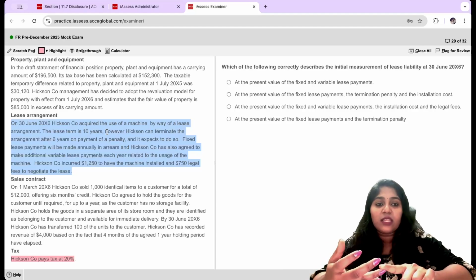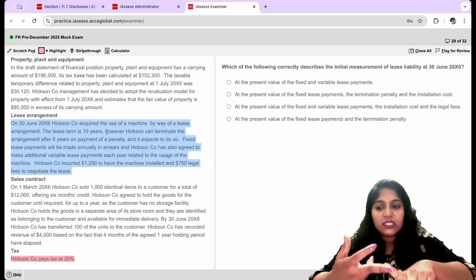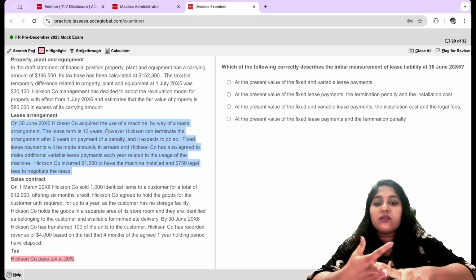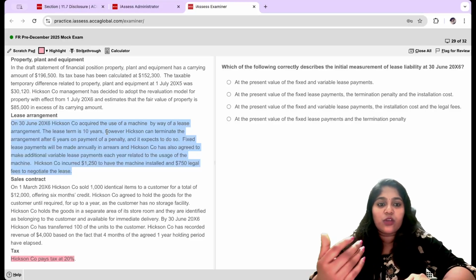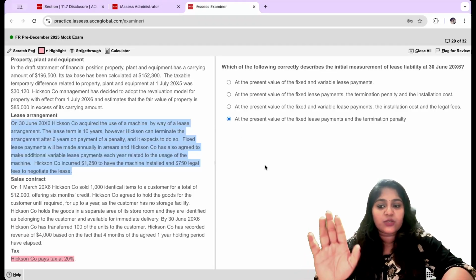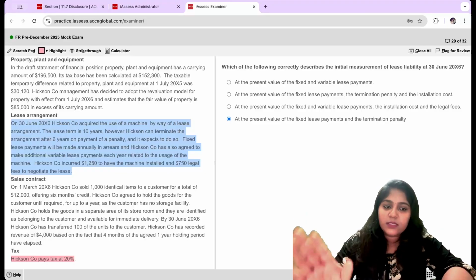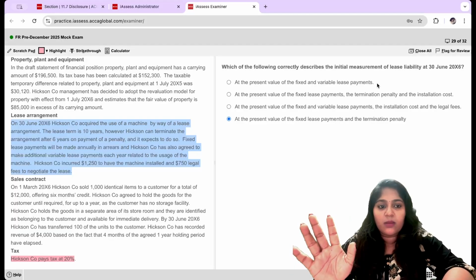Guys, installation and legal fees should be added in the right of use asset, not in the liability. So lease liability will be measured at the present value of the lease payments plus the termination penalty here. If they would have added variable lease payments, I would have considered, but that has not been added here. The answer has to be option D. Simple. Installation cost, no. If you see fixed and variable lease payments only, no, you should have added the termination penalty.